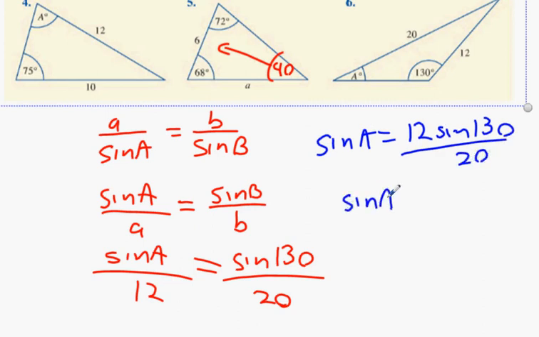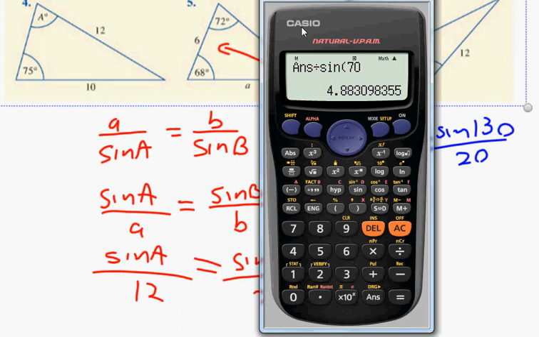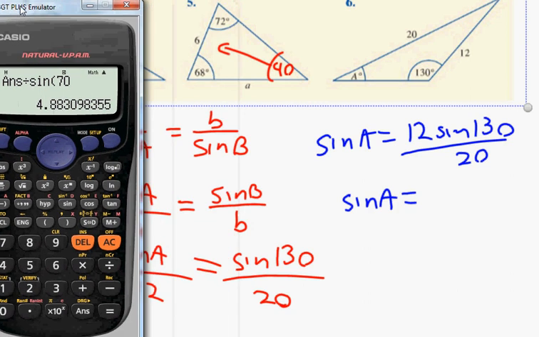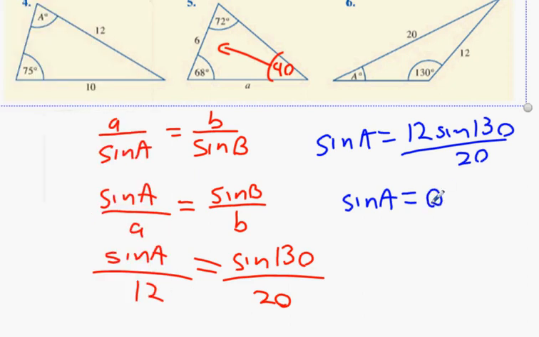What can we say sine A is equal to then? We'll just put that in the calculator. 12 sine 130 divided by 20. We won't round it up just yet, right? So try and put in as many decimals. 0.4596. Don't round it off till you actually got the actual answer for A.